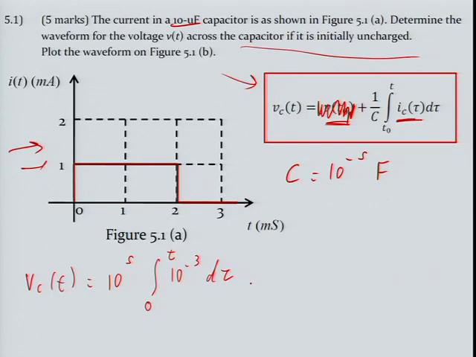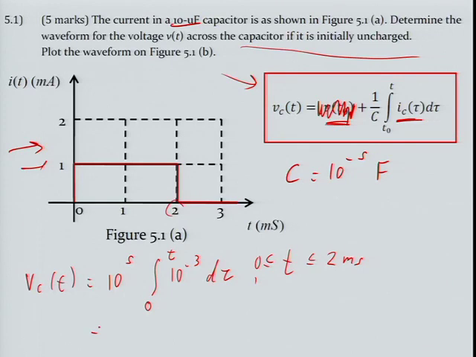When's that true up until? That's only true when the current is at 10 to the minus 3, which is only up until this point here, 2 milliseconds. So that's for t between 0 and 2 milliseconds. And after that it just stops. Whatever value it got to, the current drops to 0 so the voltage will just stay at that value. If you integrate that, hopefully you know you're going to go up in a straight line and then just be flat. So the only issue you've got is what value does it get up to at 2?